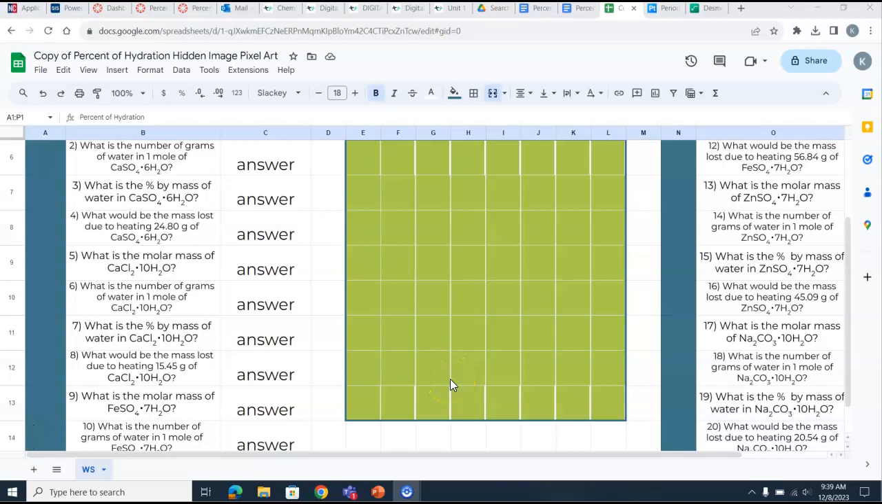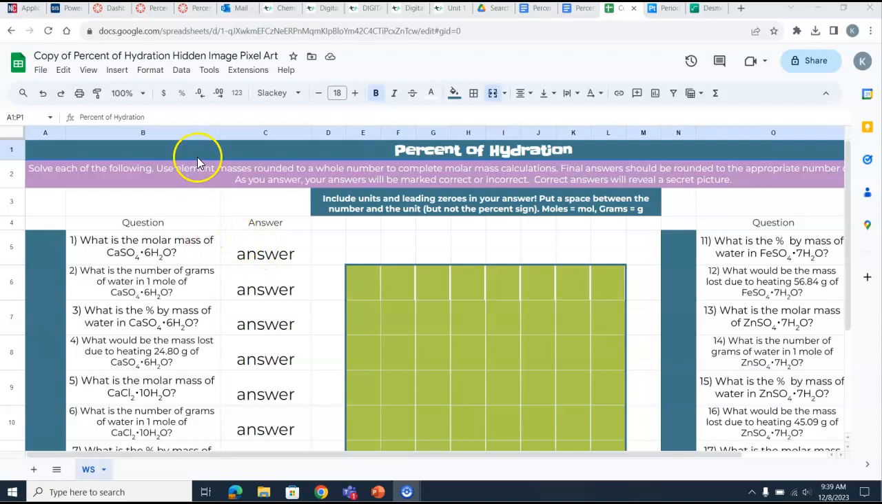Hey guys, let's do some more of these examples for this percent hydrate assignment. I do know it's a little bit tricky, that's why it's worth a little bit more. But just a reminder, there are some really good tips in this purple part of this assignment.